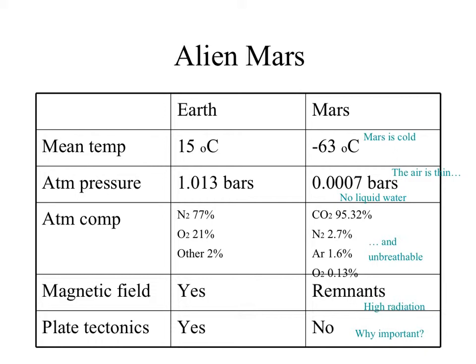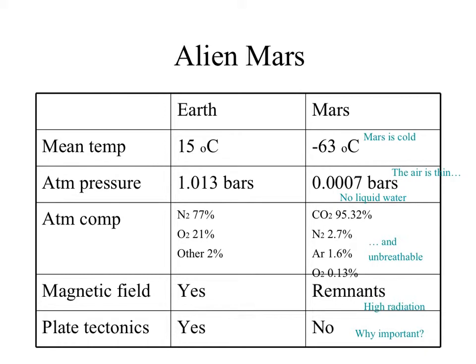Mars is much colder. The average temperature on the Earth is about 15 degrees Celsius. That's due to not only our location as the third planet out from the sun in the habitable zone, but also due to the amount of natural greenhouse effect that we have from the water vapor and carbon dioxide that are naturally in our atmosphere. Mars is much, much colder.